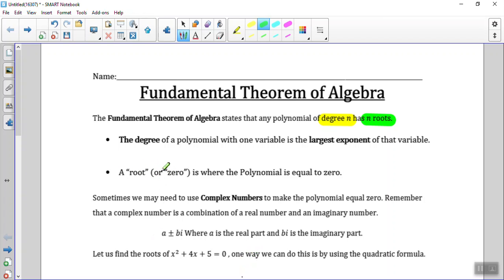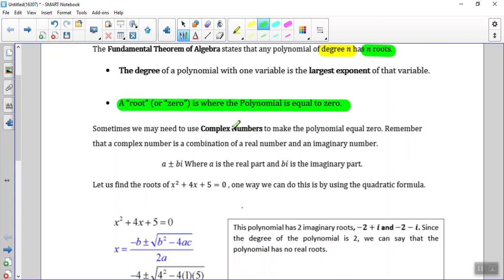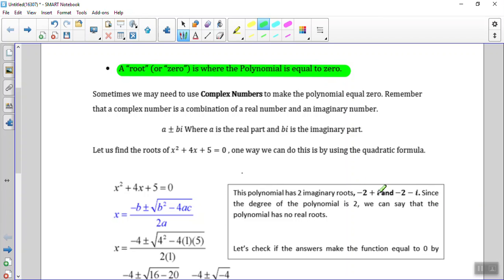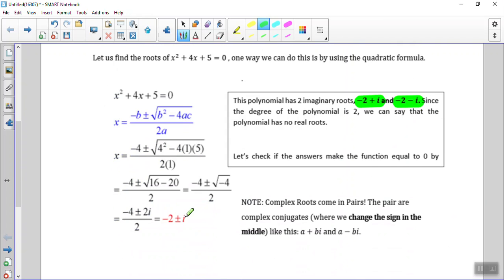Now when we talk about roots, you have to look at what a root means. A root or a zero is where the polynomial is equal to 0. What that means is, whatever the root is, if you plug it back into your polynomial, you should get your function equal to zero. Sometimes when this happens, we need to have complex numbers to have the roots, and we'll go through some of those examples. A complex number is anything that has the i in it. One way that we get complex numbers is when you have quadratics and you have square roots. We did this in Unit 2.